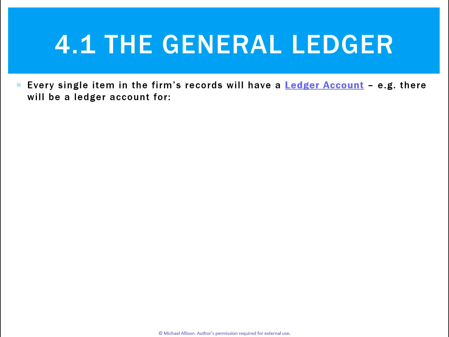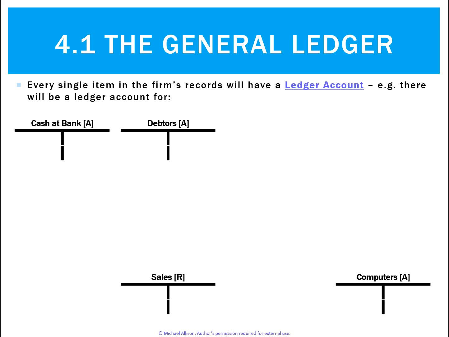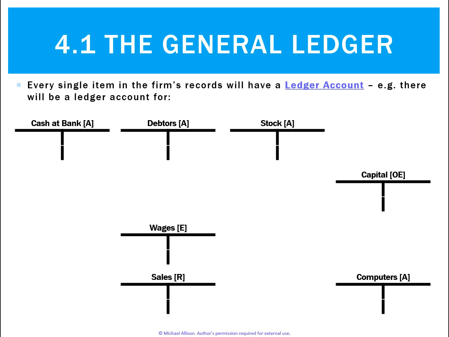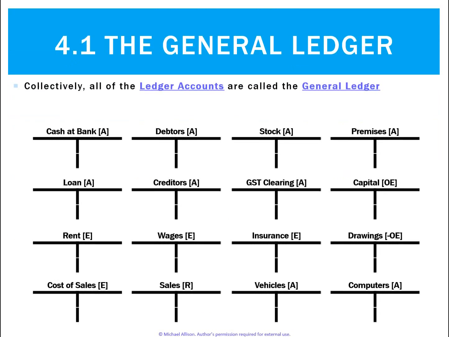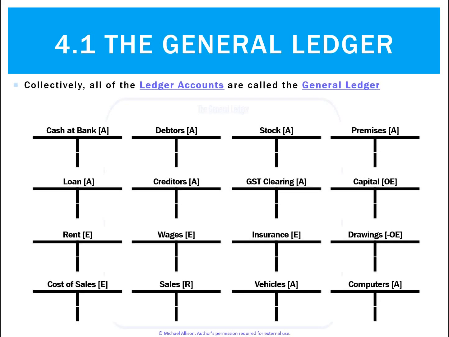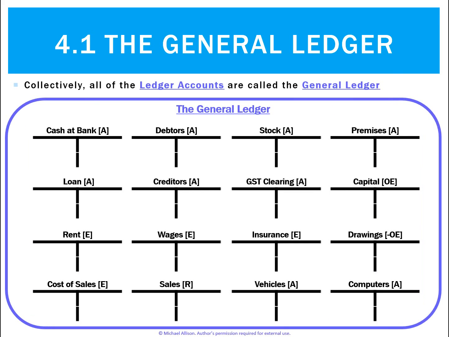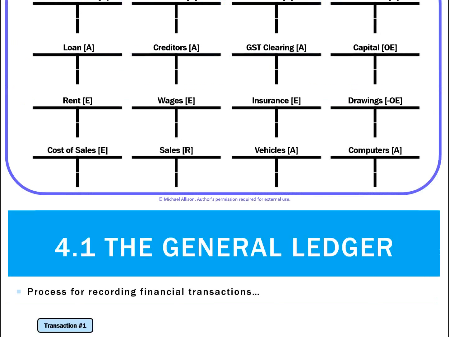Every single item in the firm's records will have a ledger account. So for example, there'll be a ledger for debtors, there'll be a ledger for computers, sales, cash at bank, and so on. Every single item will have its own ledger. So collectively, all these ledgers together are what's called the general ledger. So when we have questions referring to the general ledger, it means the entire set of ledgers for the business.